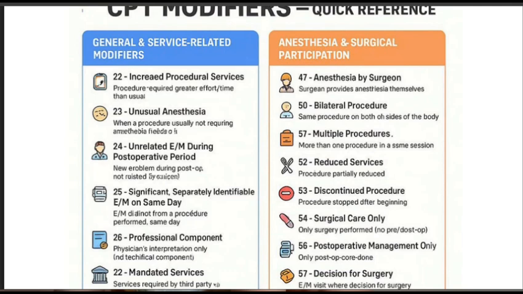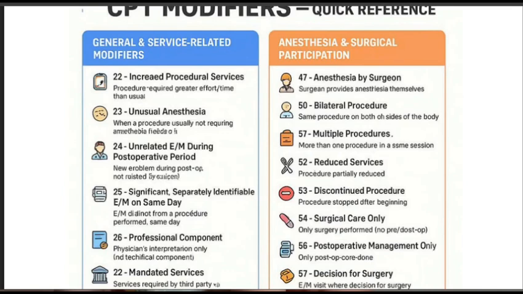If the CPT code contains the bilateral code, then we do not need to apply the 50 modifier. Next, 52 multiple procedure. Multiple procedure itself shows that multiple procedures are done in the same surgery. In that case we have to give the modifier. 52 is reduced services, meaning the service is reduced.